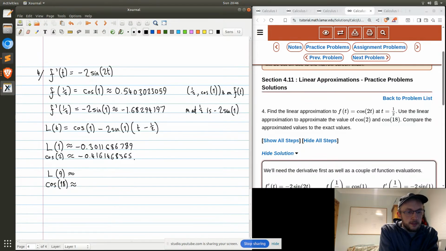So cosine of 1 minus 2 times sine of 1 times 9 minus a half. And we do that, and we get minus 13.7647044 versus cosine of 18, which is way off. Way off.